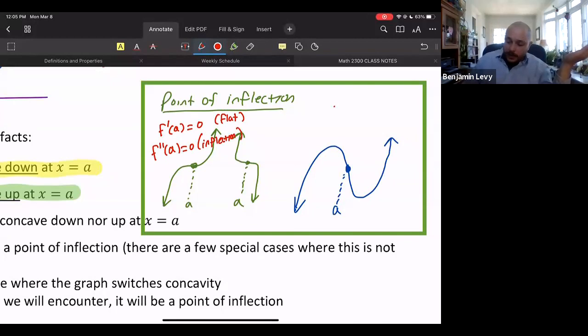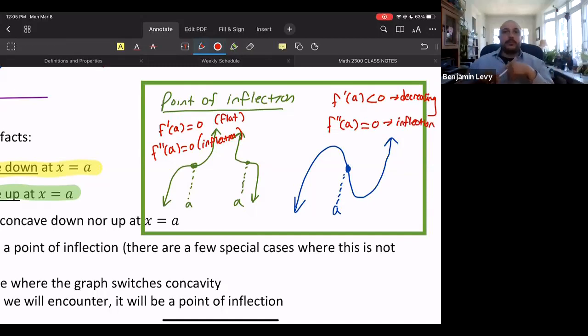On the right, the first derivative is not 0, it's negative because the function is decreasing there. So that's not going to come out of, it's not a critical point. But the second derivative will be 0 because it's an inflection point. You see that? And we'll explore these in some examples.